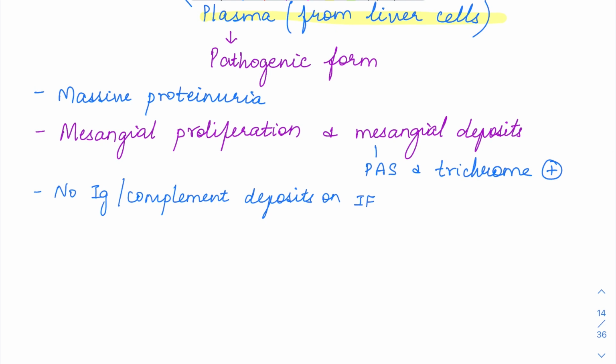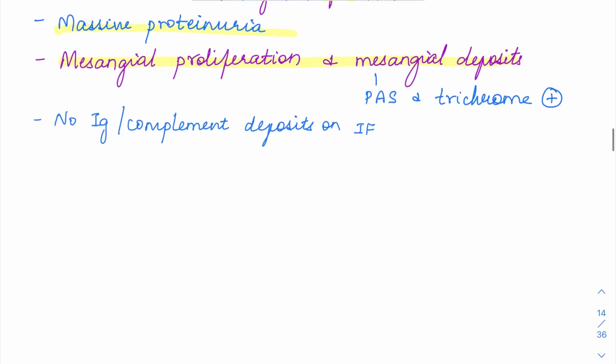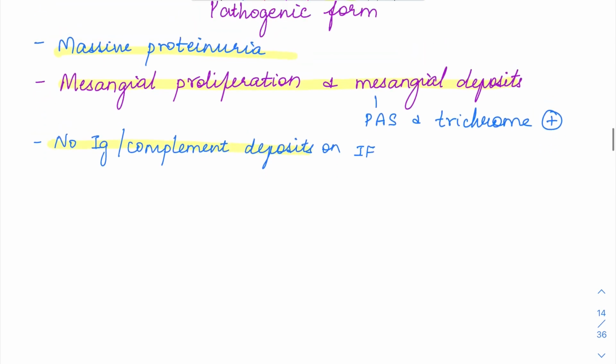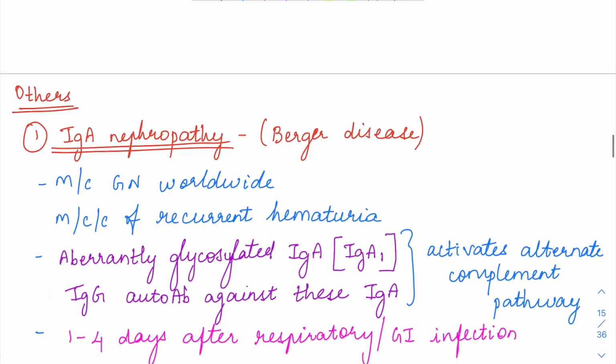It also presents with a nephrotic syndrome, and the deposition and the proliferation will be in the mesangium. So anything related to fibronectin, there will be mesangial proliferation along with mesangial deposits, whereas there will be no immunoglobulin or complement deposits on immunofluorescence. So remember this mesangial proliferation and deposits for fibronectin, and the pathogenic form will be the plasma fibronectin.